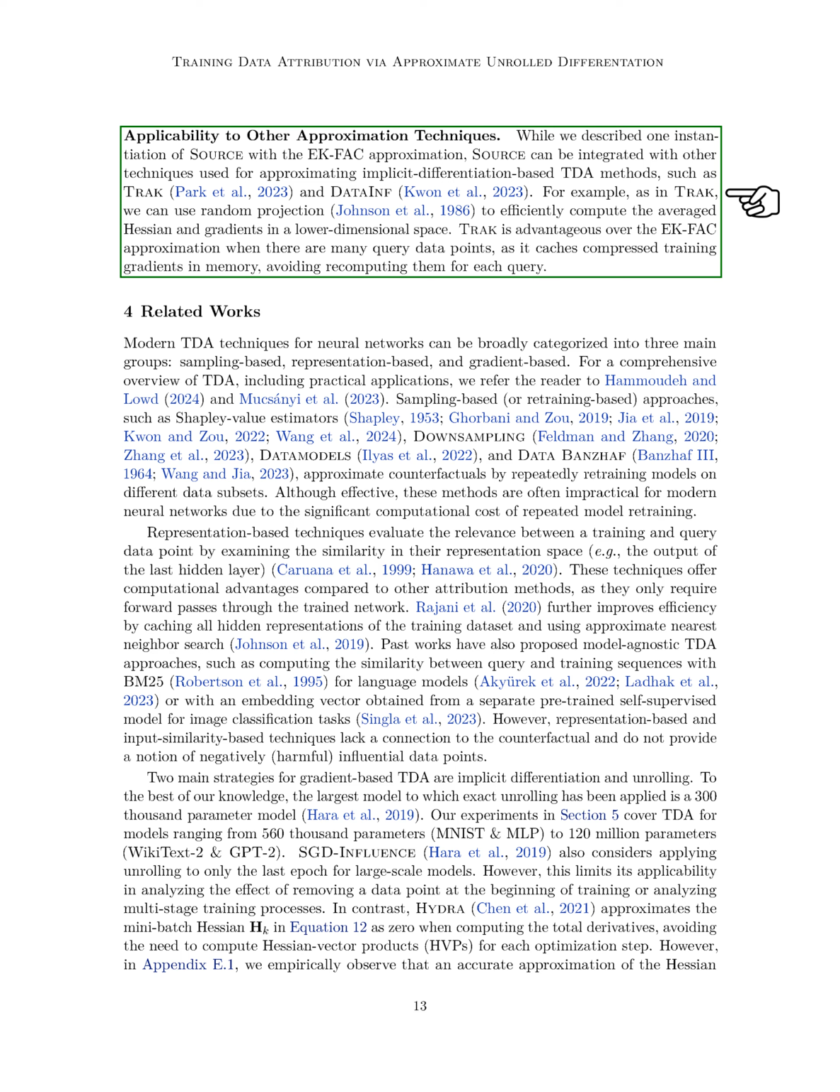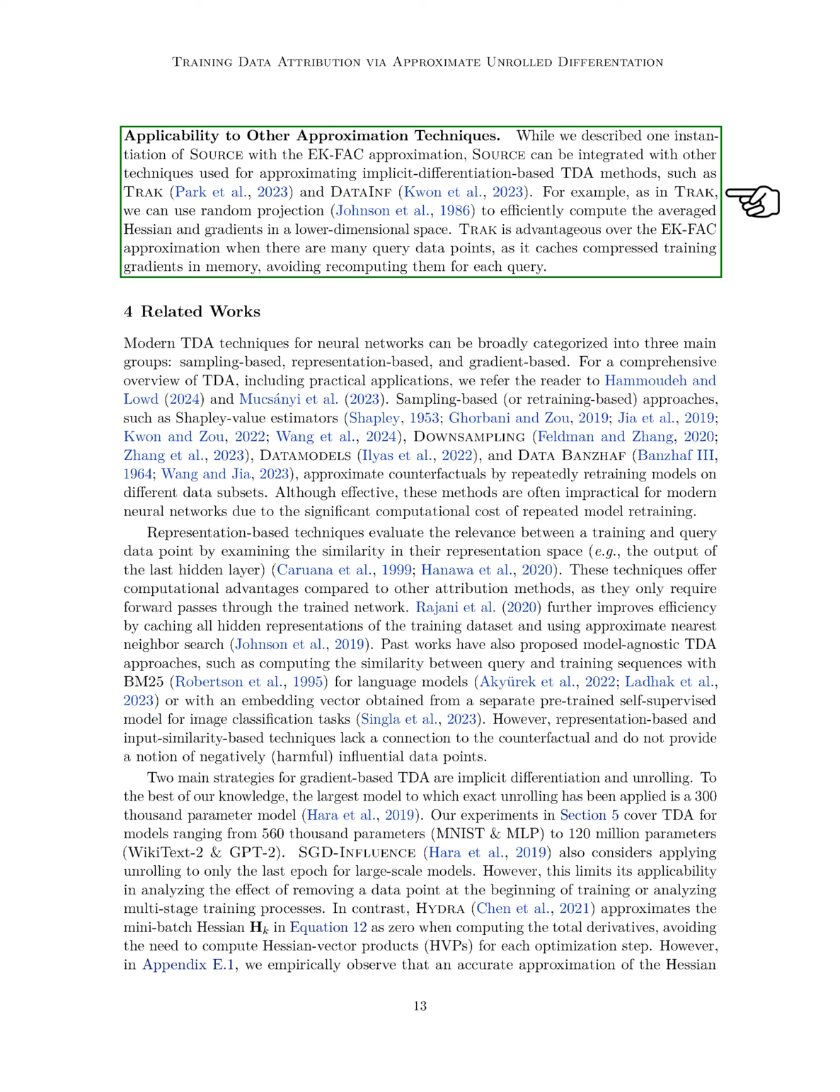Furthermore, our method, SOURCE, can be combined with other approximation techniques like TRAC and DATAINF for implicit differentiation-based TDA methods. For instance, we can use random projection as in TRAC to efficiently compute averaged Hessians and gradients in a lower dimensional space. TRAC is particularly useful when dealing with many query data points, as it stores compressed training gradients in memory to avoid recomputing them for each query.